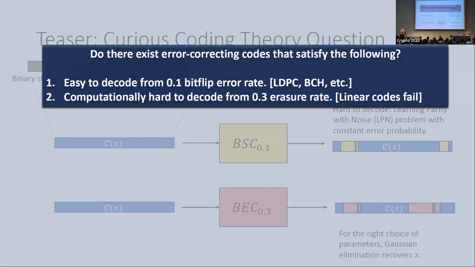So let's turn this question on its head and ask the following question. Do there exist error correcting codes that satisfy both of the following properties? One, it's easy to decode from 0.1 bit flip error rates. There are plenty of codes that satisfy this, such as LDPC codes, BCH codes, and so on. And we want the second property, that it's computationally hard, under some reasonable standard hardness assumptions, to decode from a 30% erasure rate. And just observe by our example here, linear codes fail.